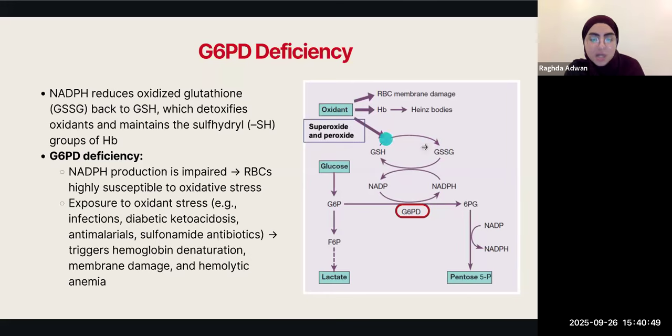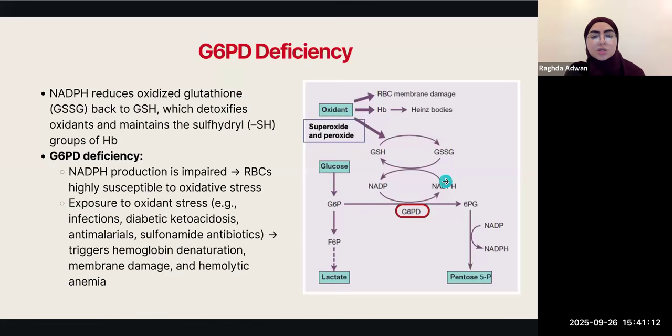Then for oxidized glutathione, we need to regenerate more reduced glutathione so that we can keep responding to the oxidative damage. To regenerate the reduced glutathione, we need NADPH. It reduces it and regenerates it. I know how this can get confusing, but just bear with me, okay? NADPH is needed to regenerate reduced glutathione. If we have reduced glutathione, we can respond to oxidative damage without harming our body, okay?